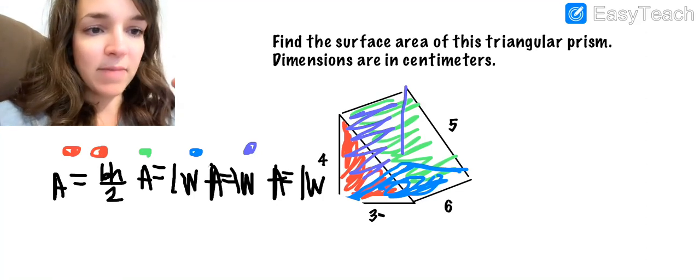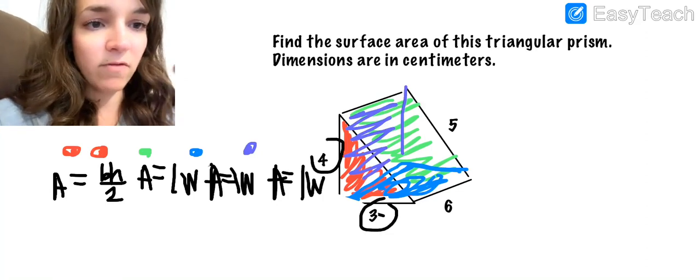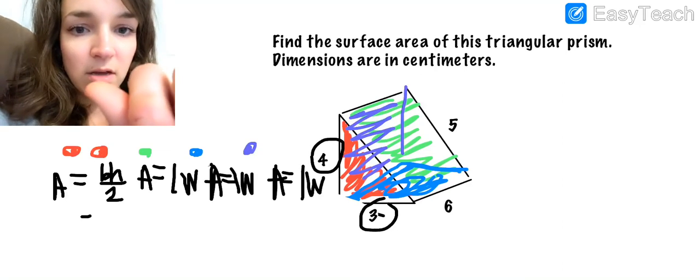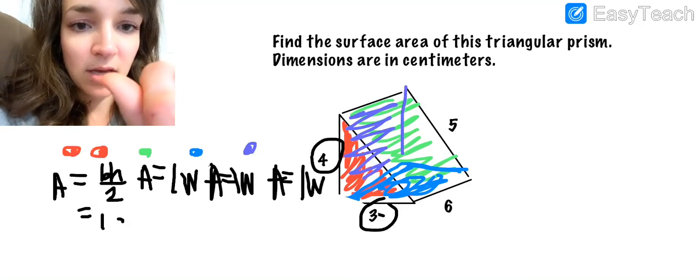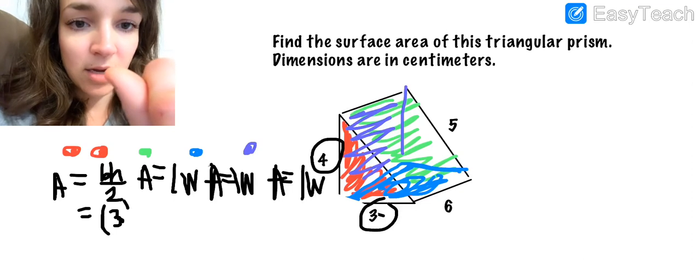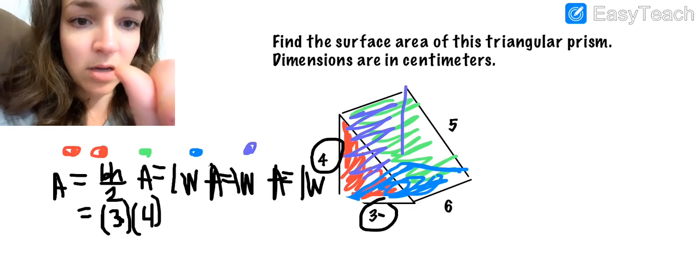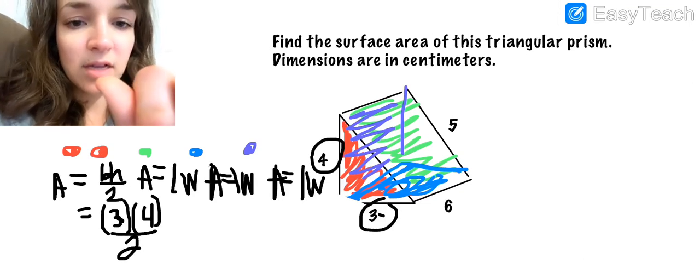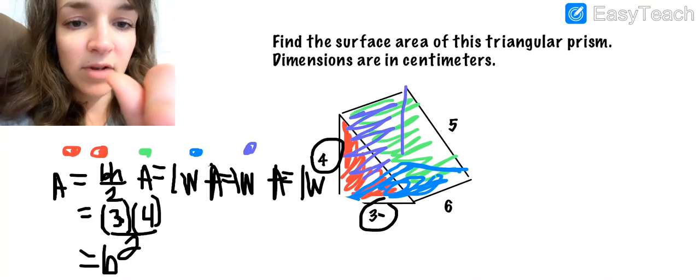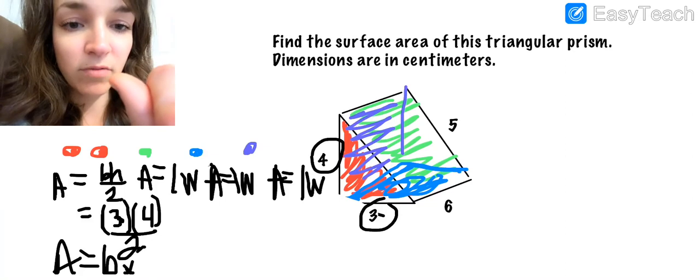So we know we have a base and a height of 3 and 4, so let's plug those in. We've got 3 times 4 over 2, so that's going to end up being 6. But now remember there's 2 of those, okay? So that's going to be important. I'm going to put times 2 on there so we don't forget.